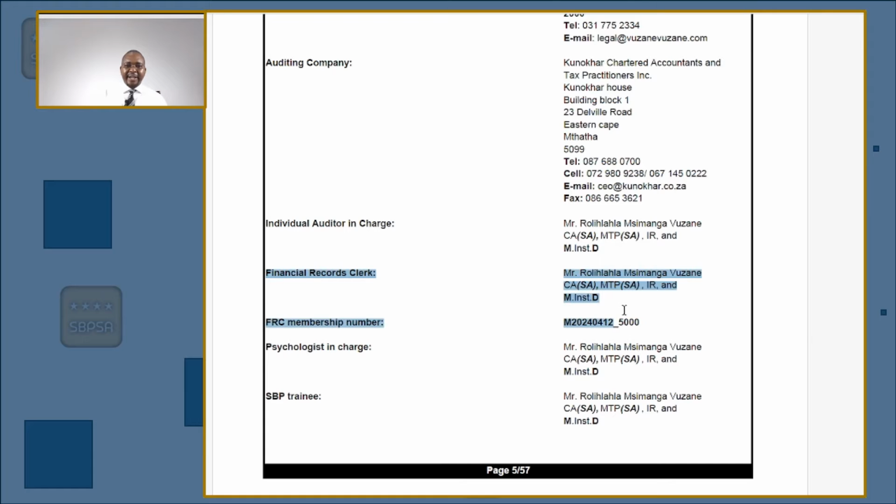Then there is a financial records clerk, and the financial records clerk is mentioned there with an SPP number. Remember, we have a triangulation at SPPSA. We are saying the business owner must be assisted. If the business has been accredited, the owner can employ an SPP trainee. Then there will be a financial records clerk trainee. Then there will be a chartered accountant. So it's possible that there can be a qualified financial records clerk and a financial records clerk trainee, depending on the size of the business. Of course, that comes with some costs.